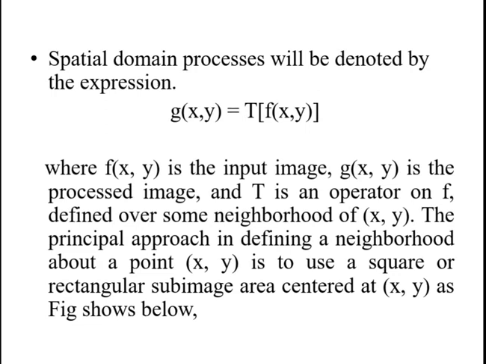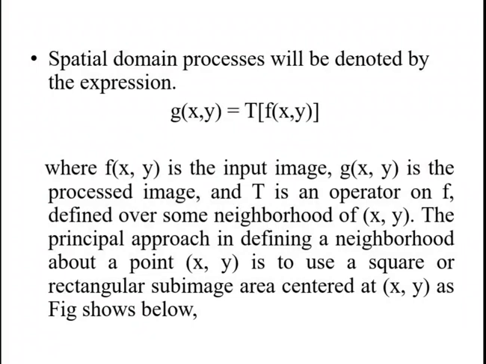The spatial domain processes will be denoted by the expression g(x,y) = T[f(x,y)], where f(x,y) is the input image, g(x,y) is the output image, and T is an operator on f defined over a neighborhood of a point (x,y). The operator can be applied to a single image, our principal focus of this chapter, or to a set of images, such as performing the pixel by pixel sum of a sequence of images for noise reduction.